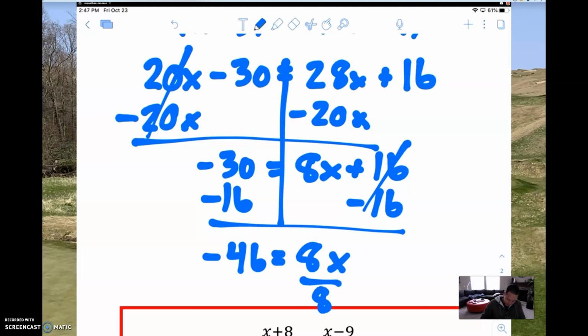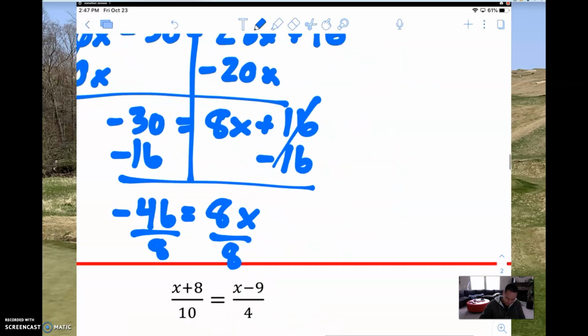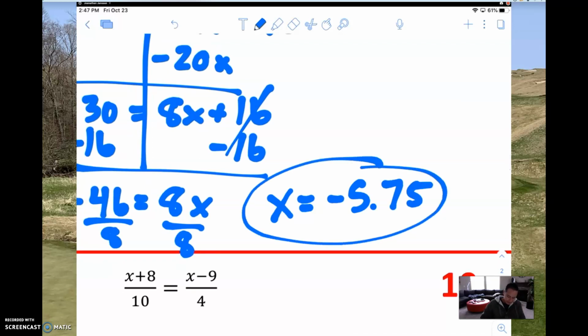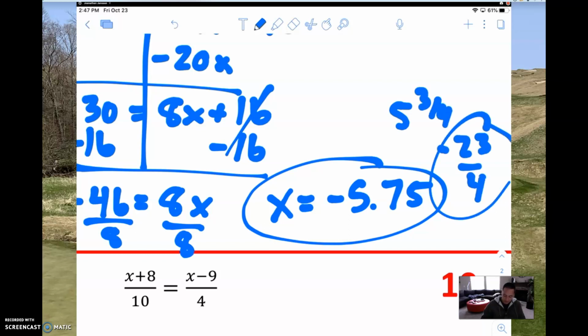And then we can divide both sides by 8. So divide by 8, divide by 8. Sorry, we're running a little low on room, but we get x equals negative 5.75. There's your decimal version of that. If you were to reduce this, it's like 5 3/4, so negative 23/4 would be the fraction your calculator would give you.